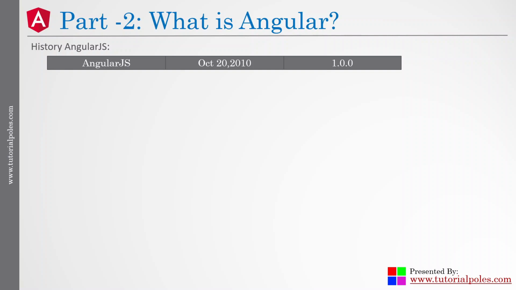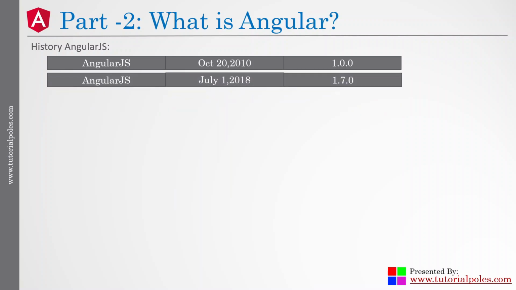With the release of AngularJS 1.7 in 2018, Google announced that it will support version 1.7 of AngularJS as LTS, or long-term support, till 2021. Though 1.8 is the latest AngularJS version available at the time of recording this lecture. What is LTS or long-term support?